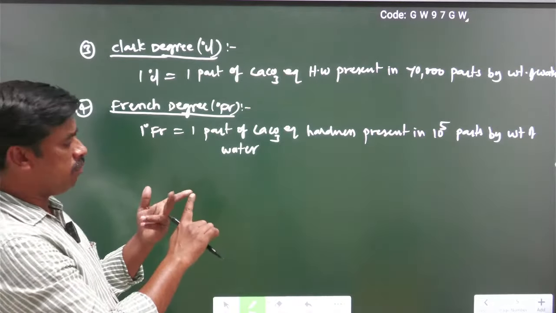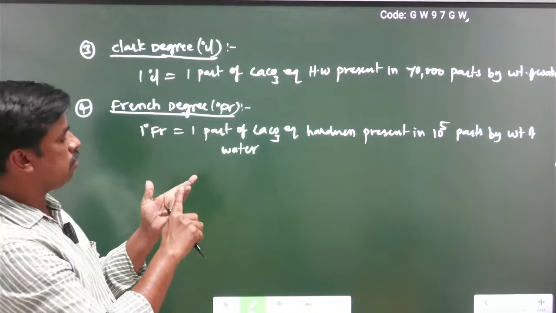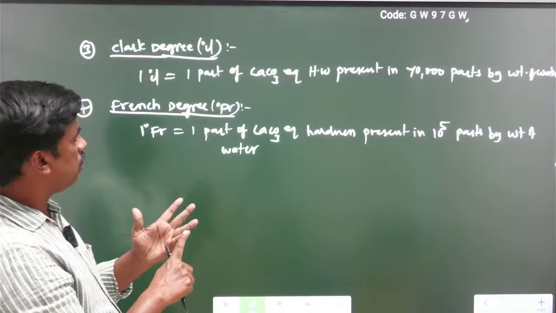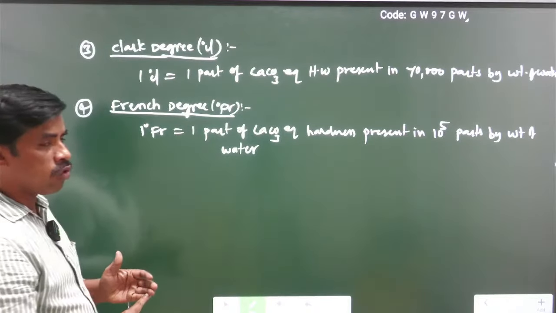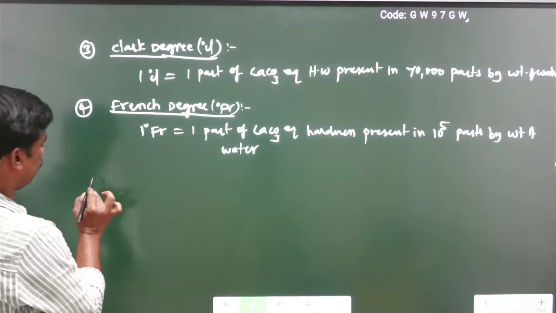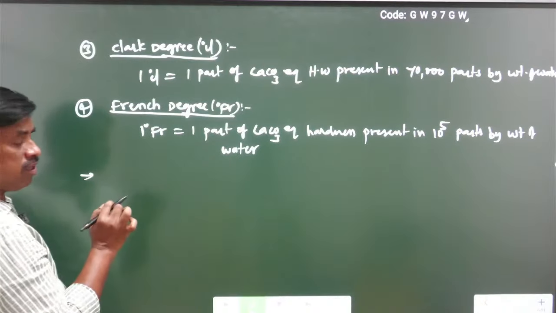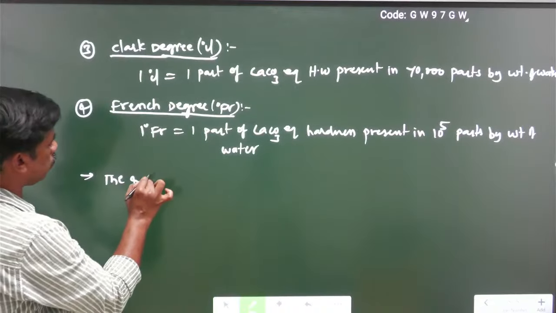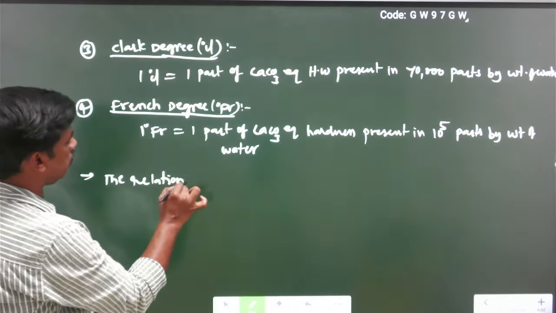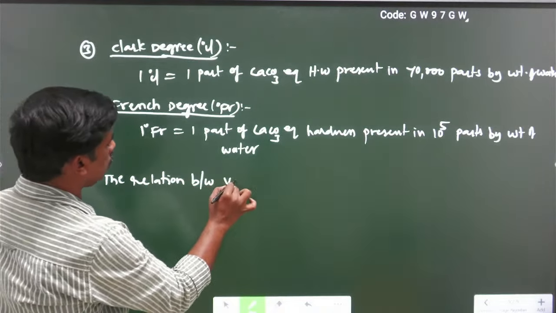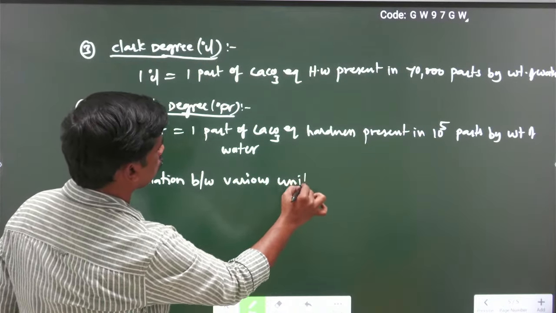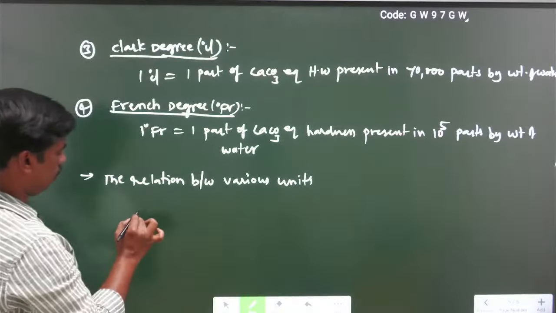Here I say 4 units: first unit ppm, second unit milligram per liter, third unit Clark's degree, fourth unit French degree. These 4 units are correlated with the following relation. The relation between various units, I am writing here, listen.